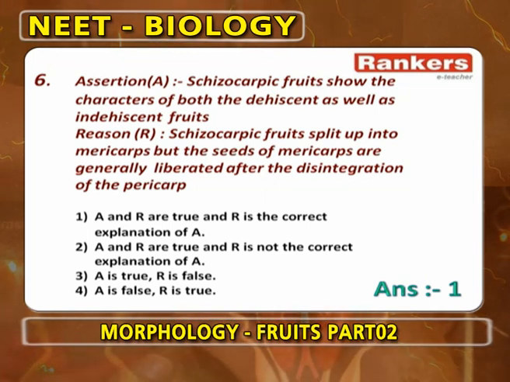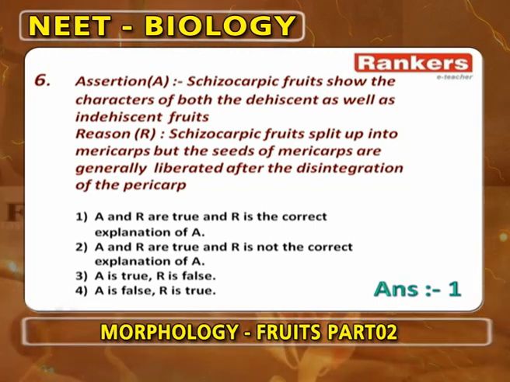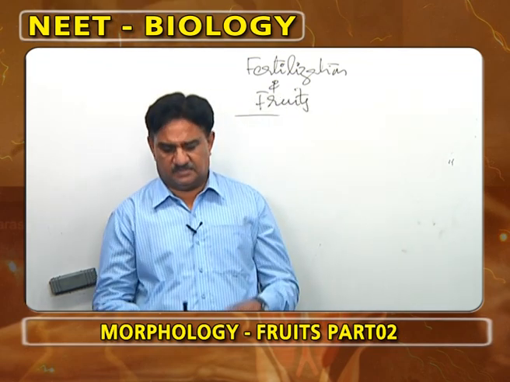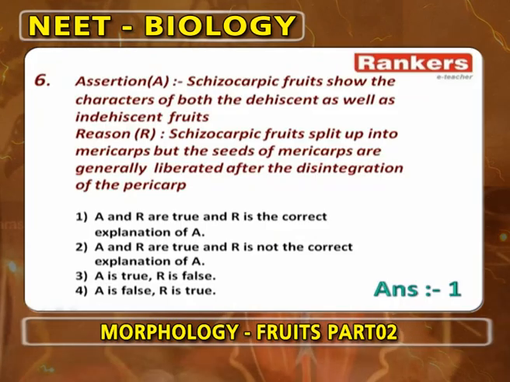Schizocarpic fruit splits up into mericarps is correct. The seeds of mericarps are generally liberated only after the disintegration of pericarp is correct. So, A and R are correct. R is the correct explanation of A. Next.